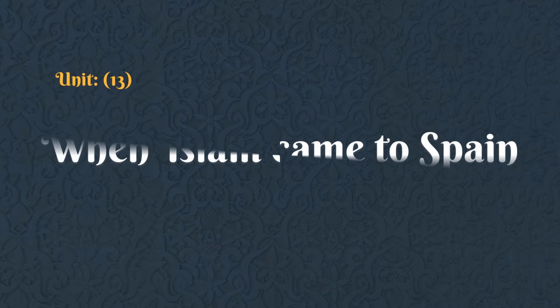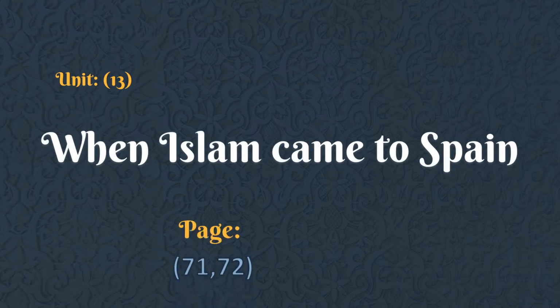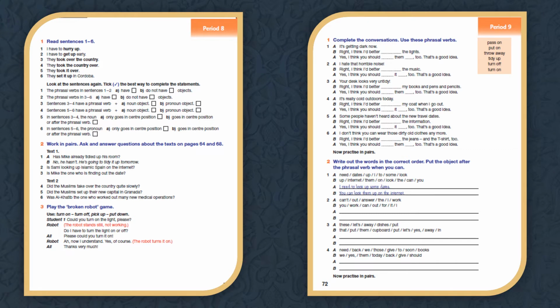Unit 13, When Islam Came to Spain, page 71-72, period 8 and 9. Let's start our lesson. These are our pages, page 71 and 72. We'll talk about, inshallah, a grammar rule. It's about phrasal verbs. This is the rule. We will take activity number 1 from this page, and we will take activity number 2 and activity 1 and 2 from period 9. So let's start.